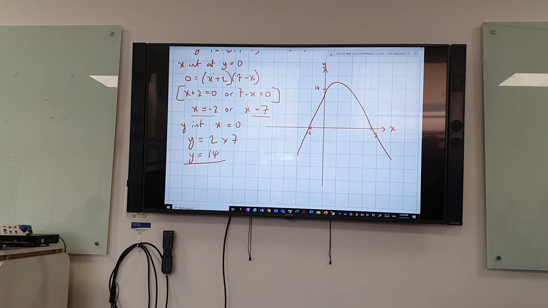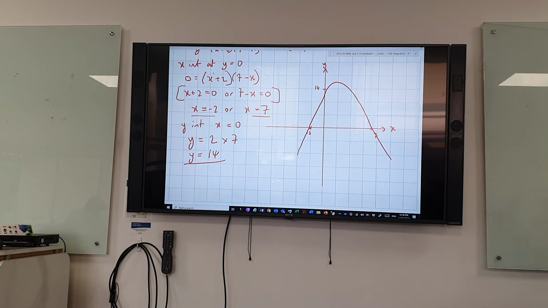And make sure you do those kind of things, especially when you're practising. I've told you that you must do things under exam conditions, but when you're playing with the question, just add some little extras. Because you don't want to lose marks if it says, oh, and part C is find the maximum point.